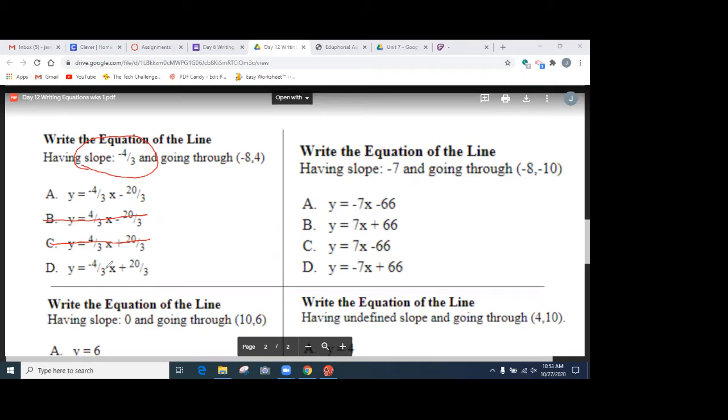Even if you didn't know what slope was, could you just look and figure out that they're talking about that number right there? Does that make sense? If you're a good test taker and you're looking at your answers and you're like, wait a second, they have -4/3 right there, and see what I'm saying? So be a good test taker here. All right.